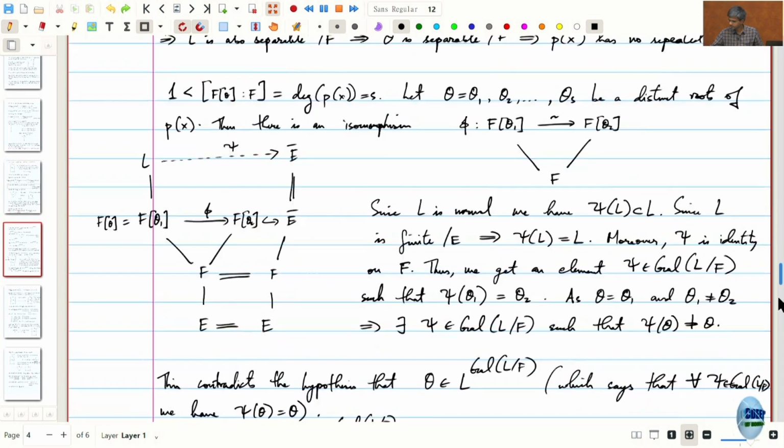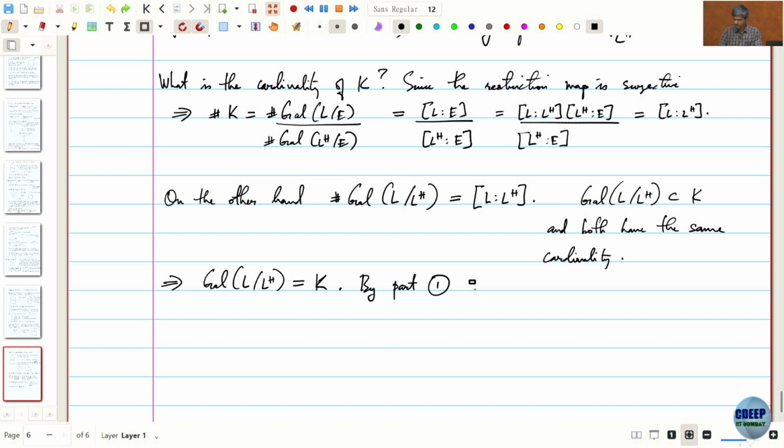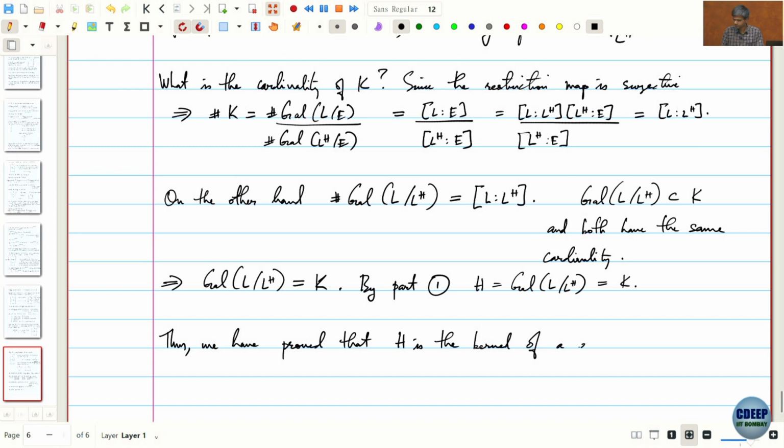So we get that by part 1, this Galois group H is actually equal to Galois L over LH, which is equal to K. Thus, we have proved that H is the kernel of a group homomorphism. This implies that H is normal. Okay, so this completes the proof of 2.